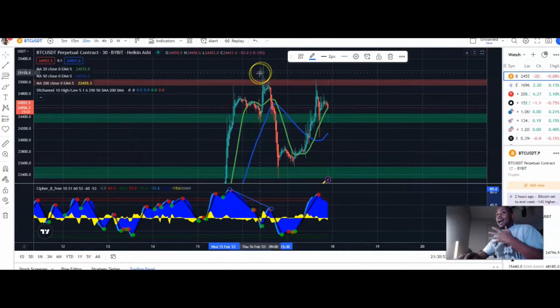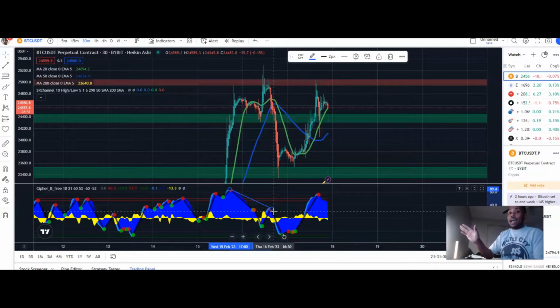We got a higher high while money flow is coming down. That, my friends, is what you need to be looking for in the market when you're looking for divergences, because you want money flow to be going one way and the price to be going the opposite direction.